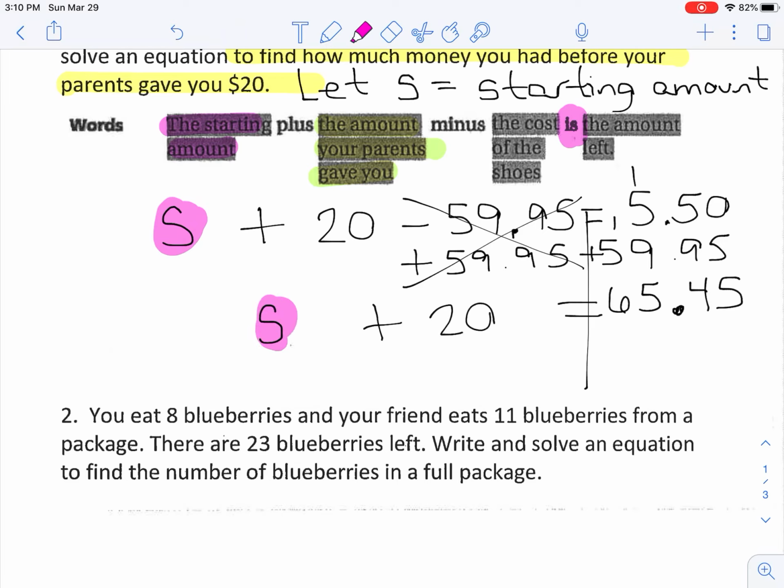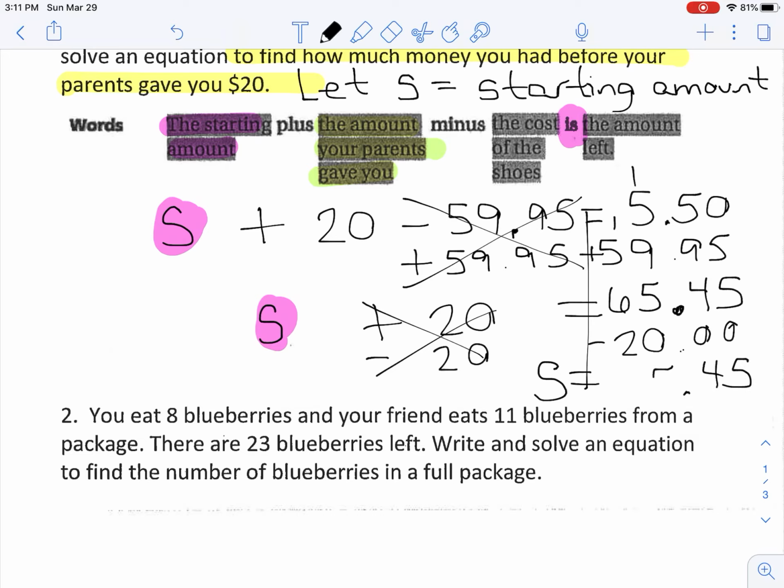We have to get the S all by itself. We still have something with the S to get rid of. So the inverse operation of addition is subtraction. So now I'm going to subtract $20 from both sides. My positive 20 and negative 20 are going to cancel. Now all I have left is the amount of money that I started with. And I'm going to subtract. And we always put a box around our solution. Now I know that I already had $45.45 before my parents gave me the money.